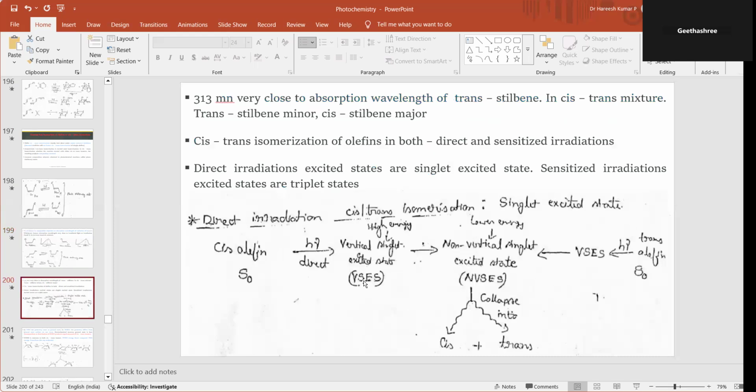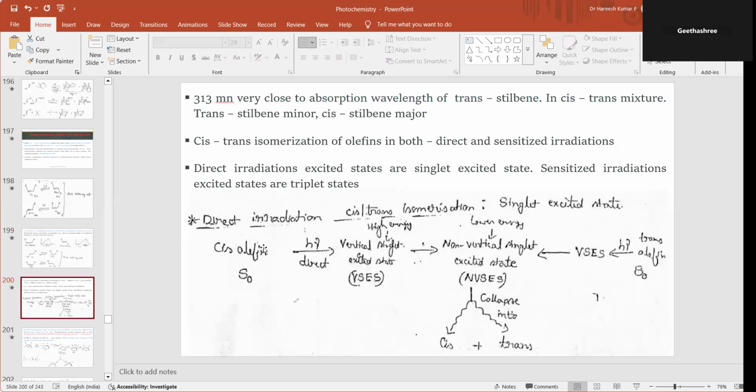And here I'm taking the theory. What is the theory behind the cis-trans isomerism? Here you need to remember two things. One is direct irradiation. So direct irradiation of the olefins undergoes cis-trans isomerization. In this direct irradiation, the singlet excited state is the key component.